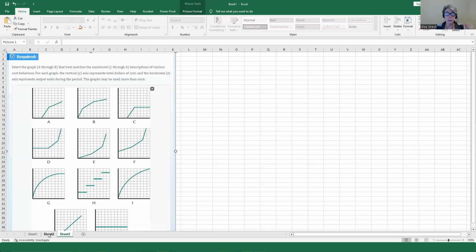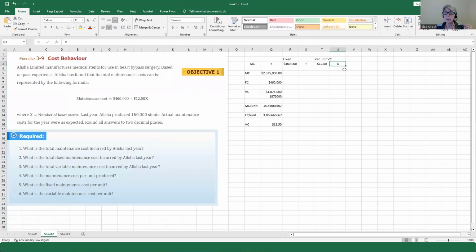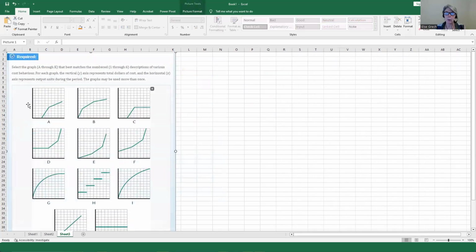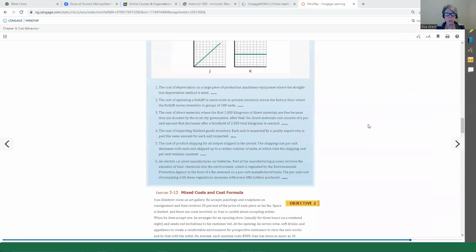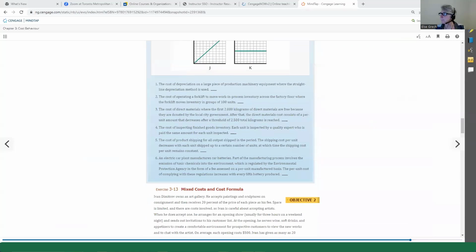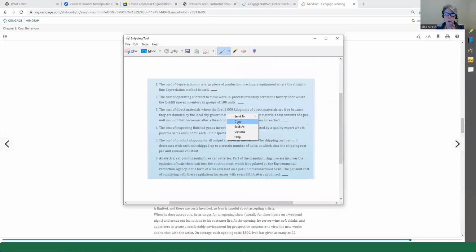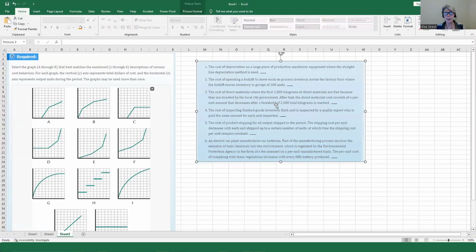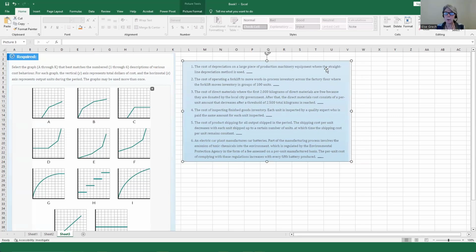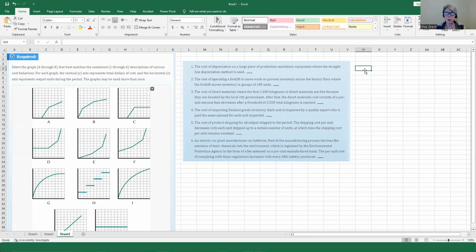So if we flip back to the previous one, that's level of activity, we're looking at the X, okay? So X-axis, we're looking at the X, right? But the total cost, we're looking at the Y. Okay, so now I'm just going to take the description. So here's the descriptions. And what we're trying to do is match the description to the graph. All right. So I'm going to put the matching graph right over here.